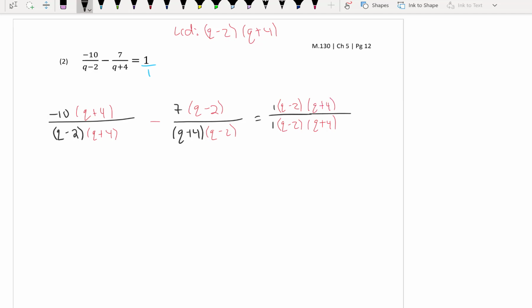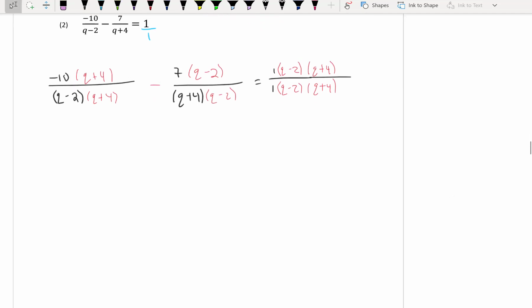So all of that is missing. So now in my step number 2, I'm going to distribute. So I have a negative 10q minus 40. And here I'm going to take a negative 7 that's going to be multiplied. So a negative 7q plus 14. And it's equal to, and here I'm going to go ahead and FOIL.